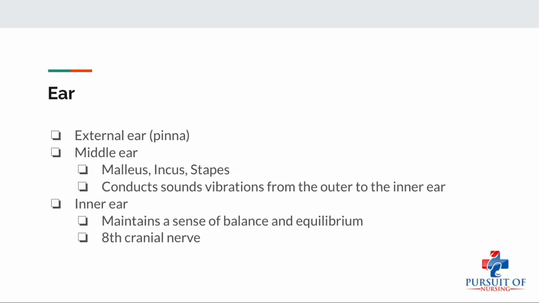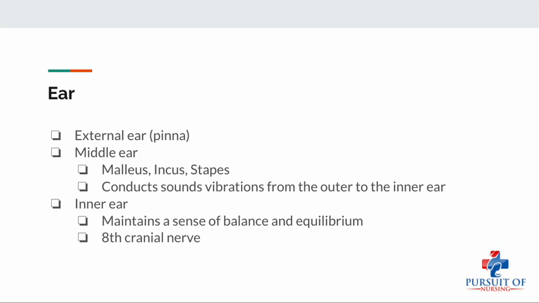The ear. So moving on to the ear. Of course, the ear functions include hearing and maintenance of balance. You have the external ear, which is what you can physically see, the pinna. You have the middle ear, which has your 3 bony ossicles in it, the malleus, incus, and stapes. Your middle ear also conducts sound vibrations from the outer ear to the inner ear. And then your inner ear is where that sense of balance and equilibrium is maintained.